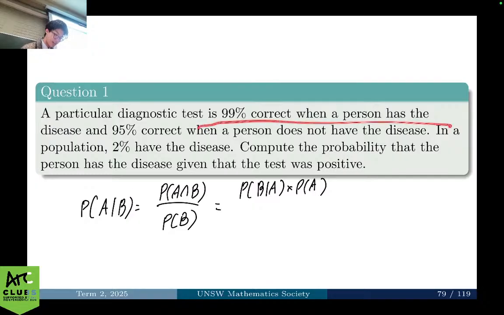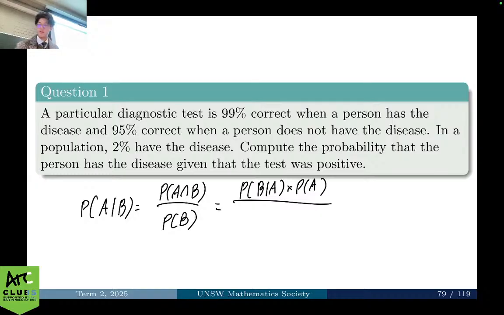Because this 99% is literally P of B given A, where A is the given event where they have the disease, and B is the event that the test is correct. So this is 0.99. And then the probability that they have the disease is 0.02. So this is over P of B, the probability that the test is positive.